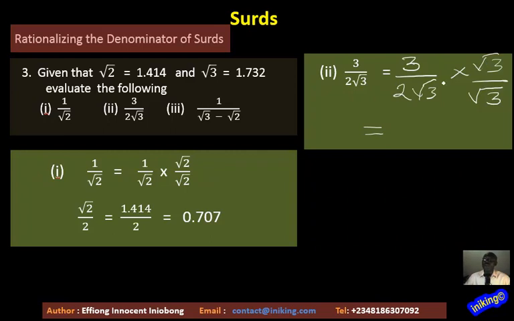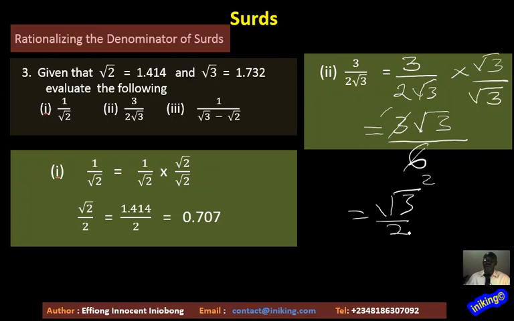Now 3 times root 3 is what? 3 root 3. Now dividing 2 root 3 times 3. Root 3 times root 3 is 3, multiplied by 2 will give us 6. Of course, I can cancel 1 here, and I can cancel 2 there. And that gives me root 3 divided by 2.